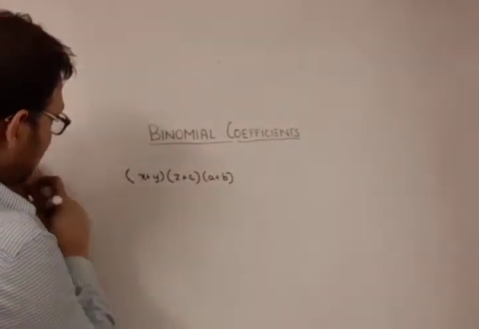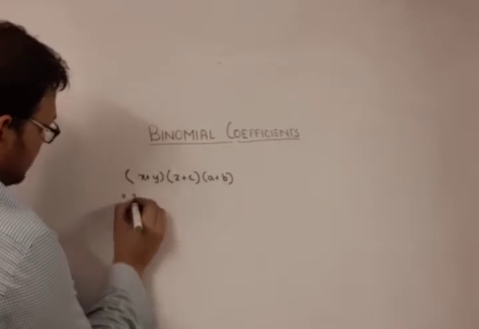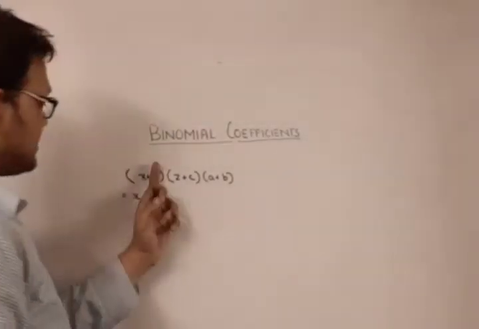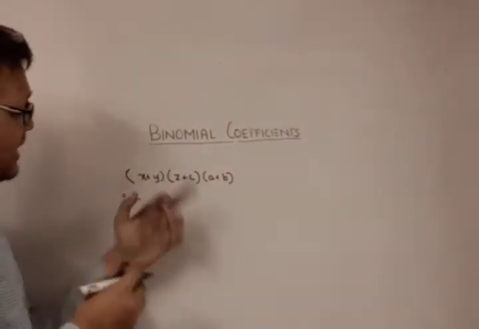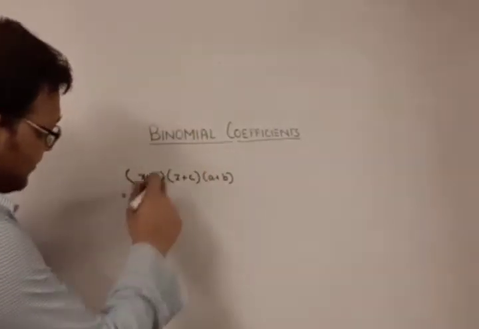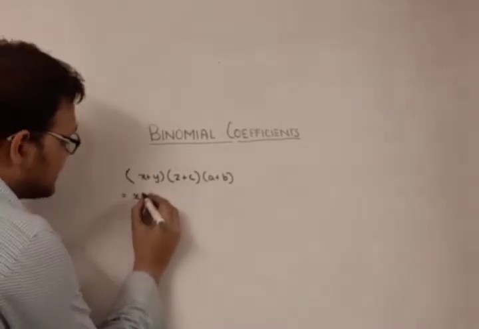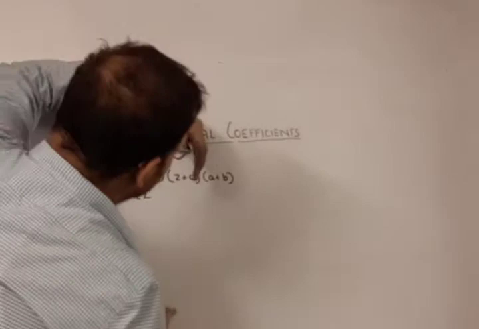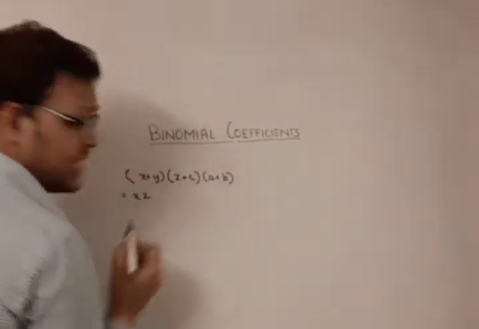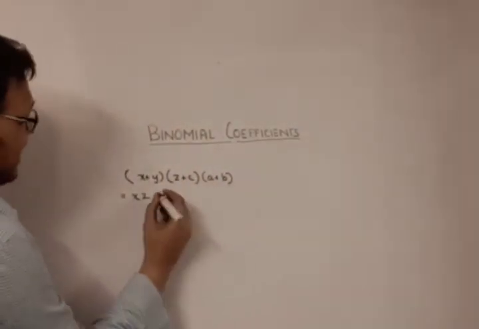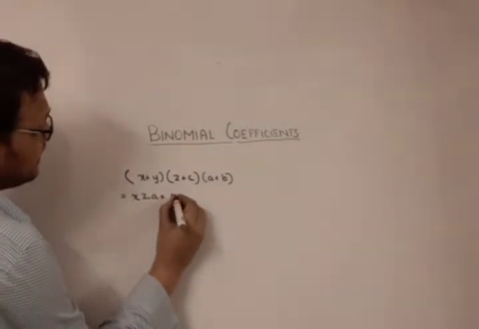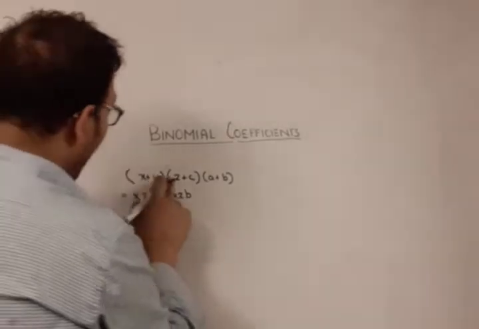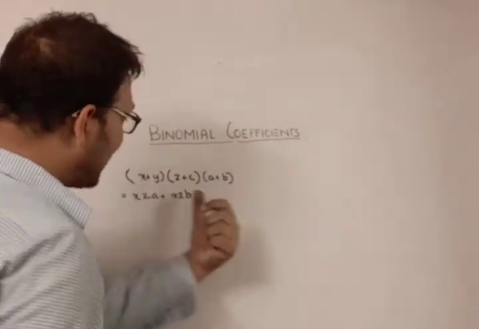I take x from the first bracket and write it as x. When I take x from the first bracket, I just forget the y part. Then I take z from the second bracket, the first term from the second bracket. So it becomes xz. And after xz, after we cancel two terms, we have these two terms left. So xza plus xzb. Okay?